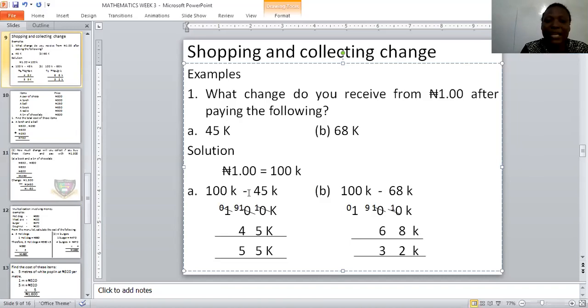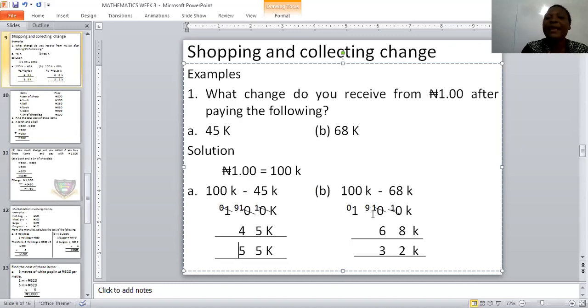So I'll bring it down here, it becomes 10. I will now borrow from that 10. It will reduce it to 9, and I will be able to have my 10. 10 take away 5 is 5. I'm having 9 left here. 9 take away 4 is 5. So the answer is 55 kobo.